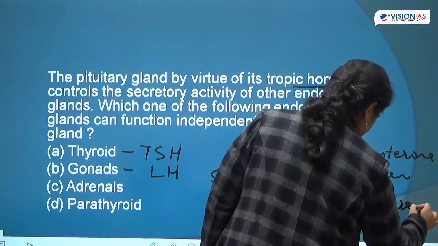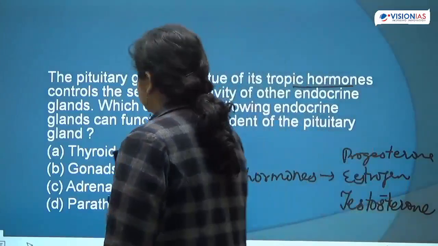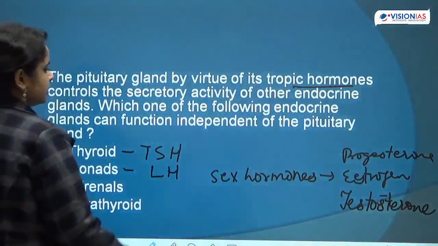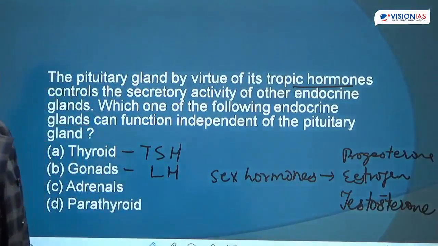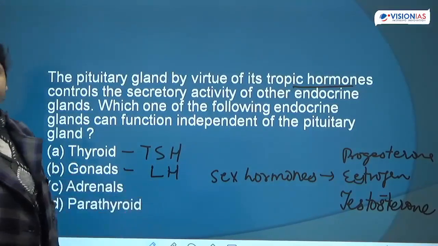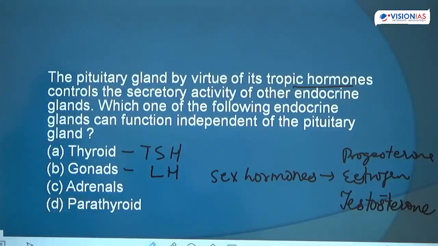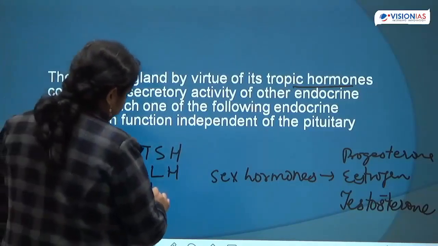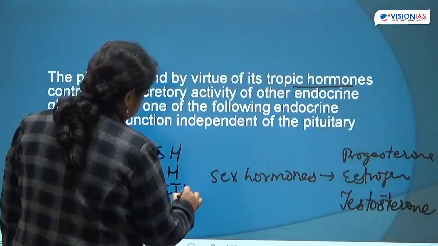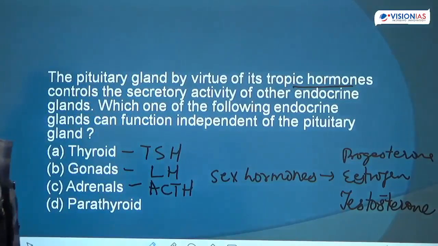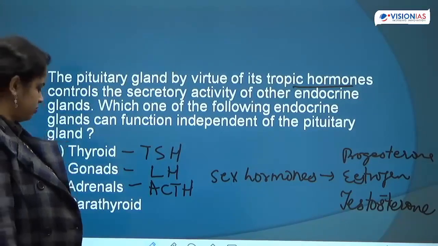The production of these hormones is dependent on LH production in the body. Luteinizing hormone being produced in the body is going to stimulate the release of these sex hormones from the gonads. For the adrenal gland we have ACTH, which is going to then stimulate the adrenal to do its job.